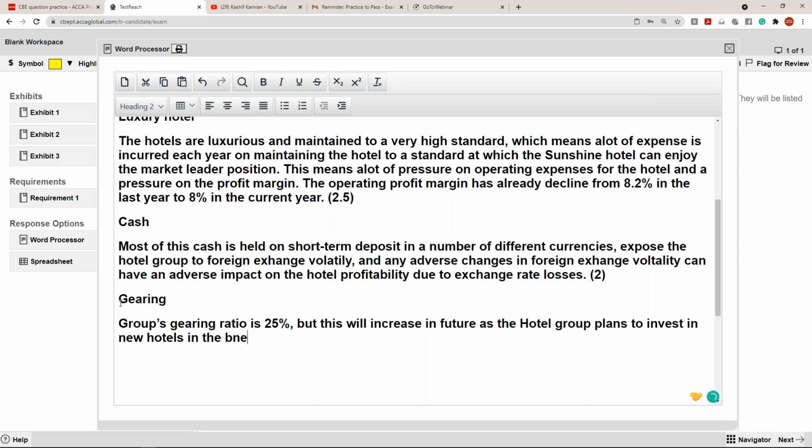Is that linked to the case study? Or have I found a hypothetical risk? Because it was written in the case that the group plans to invest in new hotels in the next 3 years. So do you believe that the gearing level will go up?